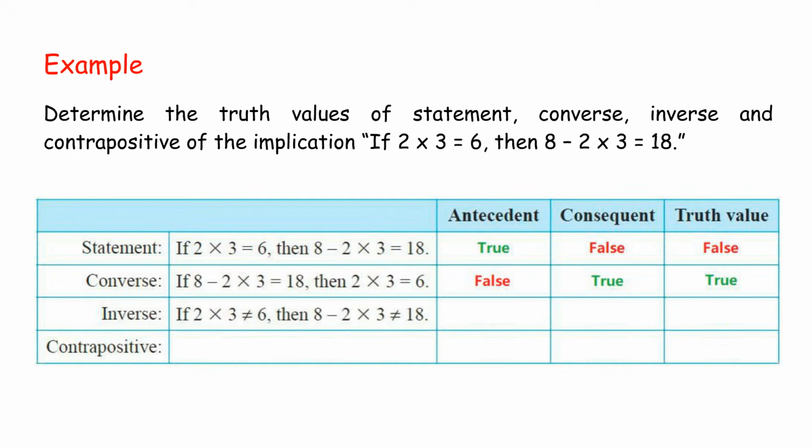Inverse: if 2 times 3 does not equal 6, then 8 minus 2 times 3 does not equal 18. Antecedent: false. Consequent: true. Truth value is true. Contrapositive: if 8 minus 2 times 3 does not equal 18, then 2 times 3 does not equal 6. Antecedent: true. Consequent: false. Truth value is false.